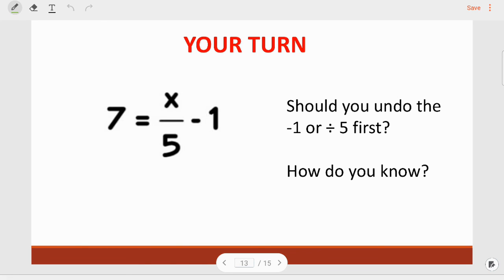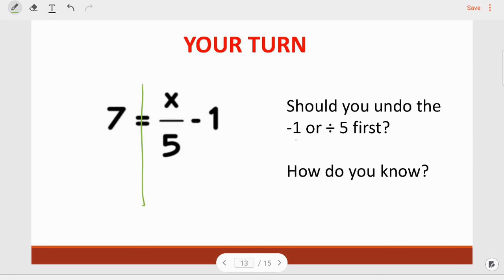Okay, which one should we get rid of first? We are going to get rid of the minus 1 first. And why are we doing that? Well, is that minus 1 trapped in parentheses? No, it is not. Only the x is inside those imaginary parentheses. So we're going to get rid of the minus 1 first.